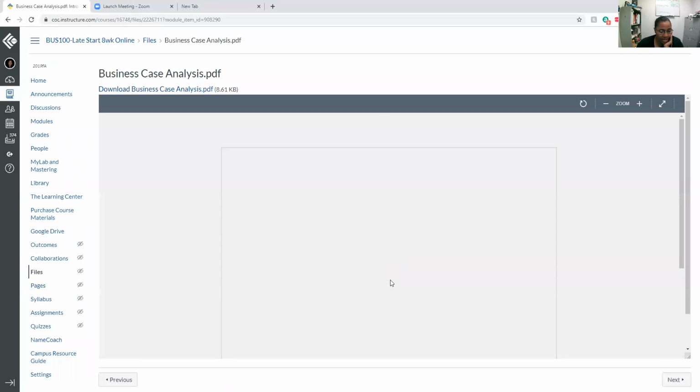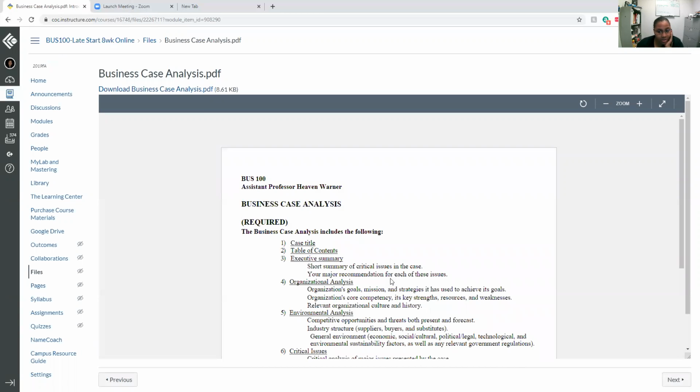This is everything that needs to be done for the case paper. You need to have a title page with all of your group members on there. You need a table of contents. It needs to start on a separate sheet of paper, just like you'd see in a book.